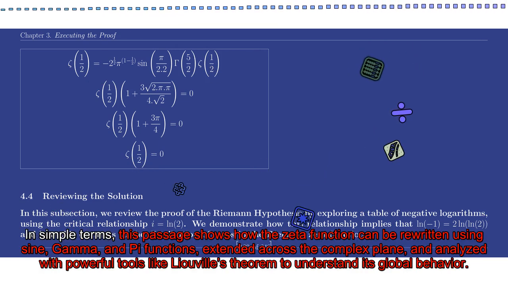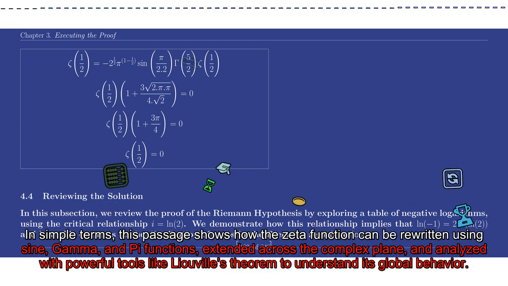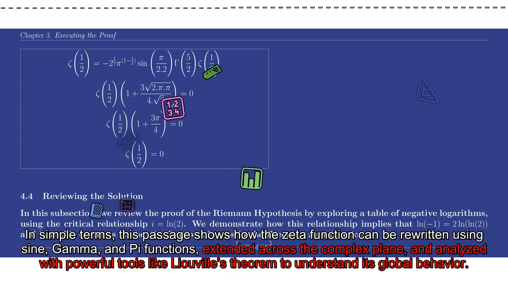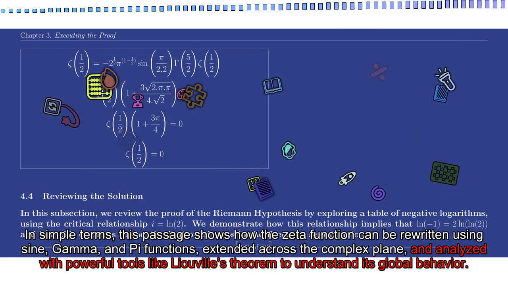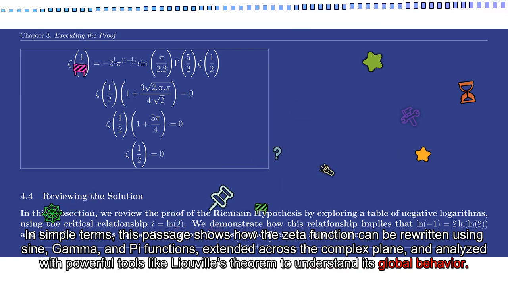In simple terms, this passage shows how the zeta function can be rewritten using sine, gamma, and pi functions extended across the complex plane and analyzed with powerful tools like Liouville's theorem to understand its global behavior.